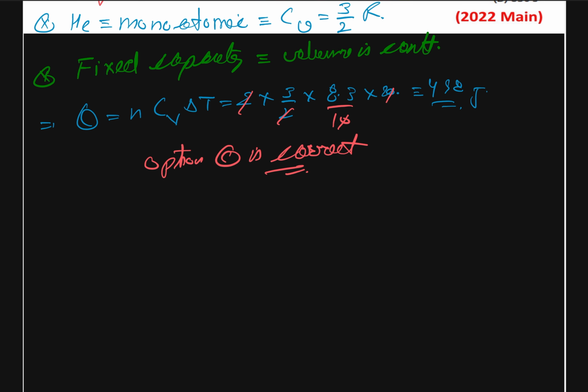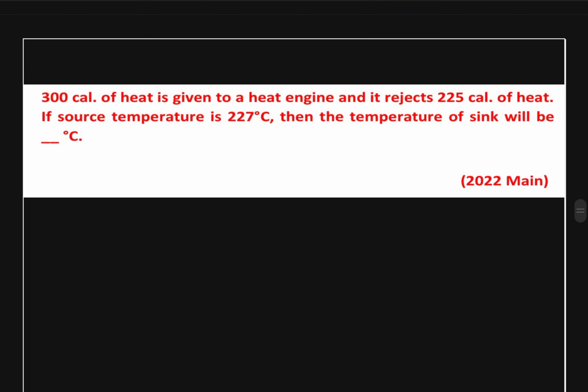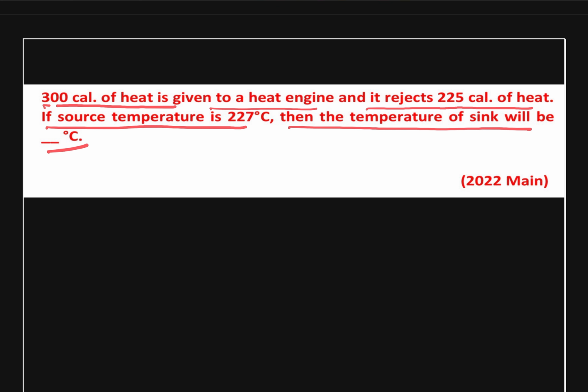Next question. It states that 300 calorie of heat is given to a heat engine. It rejects 225 calorie of heat. If the source temperature is 227 degrees centigrade, then the temperature of the sink will be. So in this case, we are going to use the formula for efficiency in terms of temperature as well as in terms of the heat.